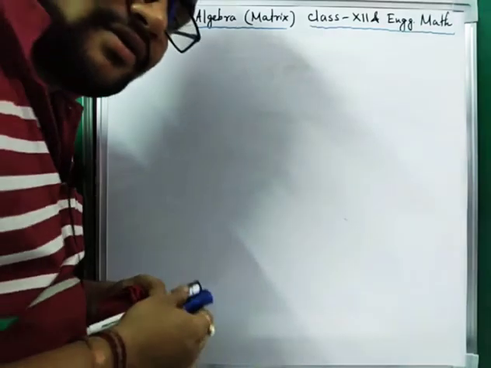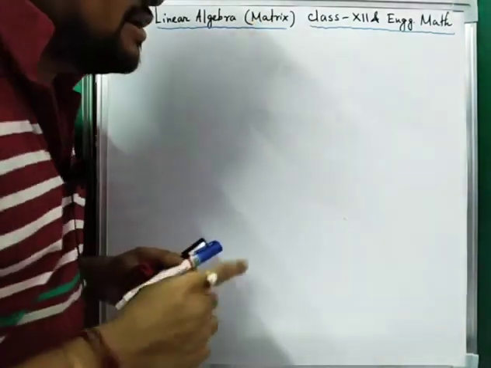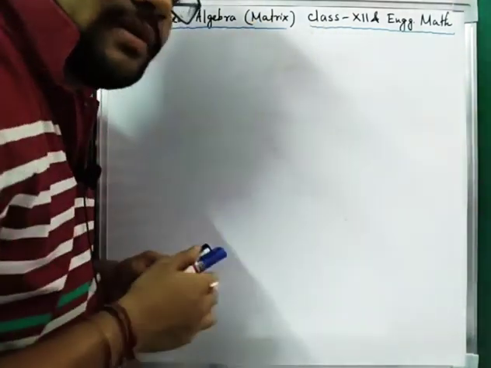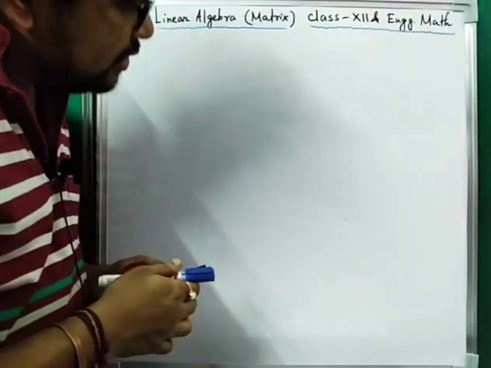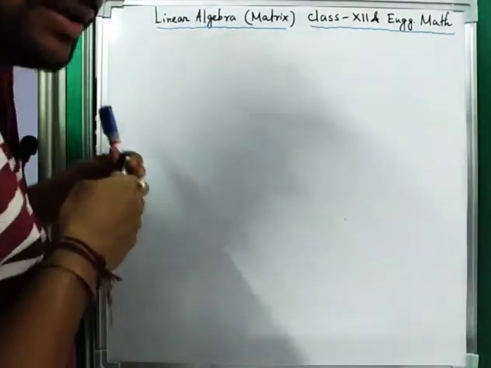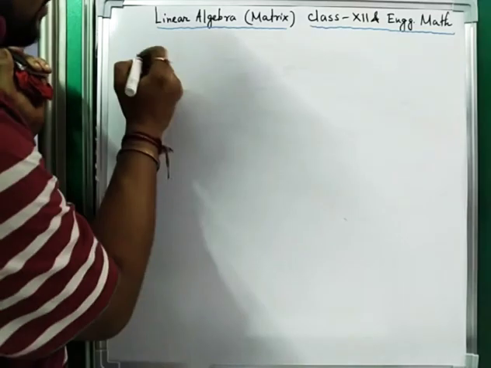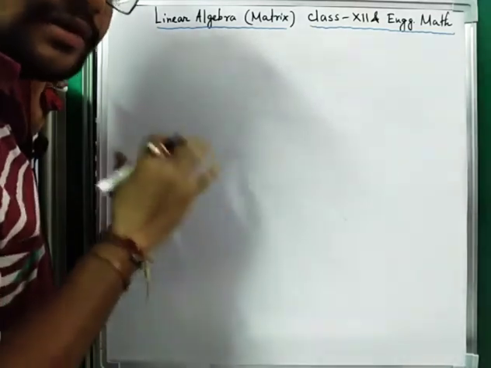Today you can see my topic, that is linear algebra matrix. It is also important for class 12 as well as for engineering mathematics. So let's start from the chapter matrix. Okay, so first of all, what is matrix? A matrix is nothing but row column arrangement of the given data.